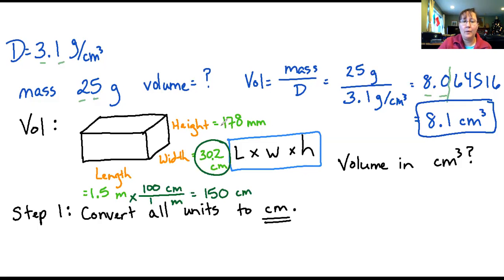Now we have 178 millimeters, but I don't have a conversion that'll get me from millimeters to centimeters. Well, why don't we go ahead and do that? If you were to look at a ruler, you would see that there are 10 little marks between your millimeters and your centimeters. Those 10 little marks mean that there are 10 millimeters in 1 centimeter. So that means that there are 17.8 centimeters here.